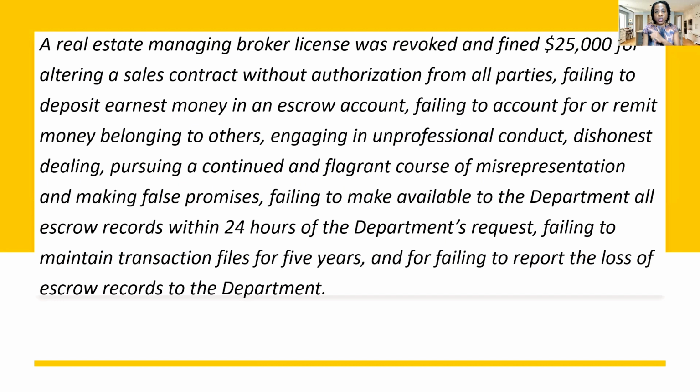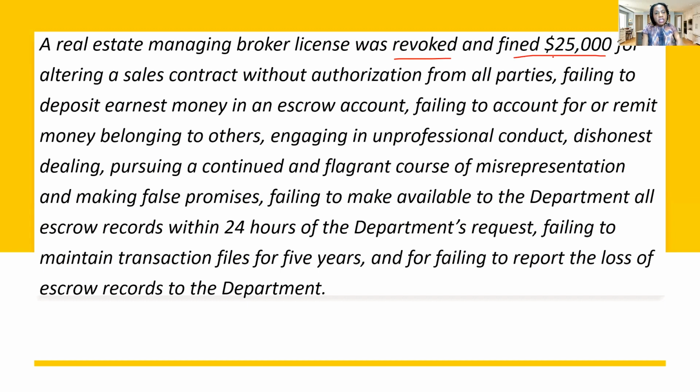If we go back to this original slide, right, you can see here that this license was revoked and the person was also fined $25,000. Revoking the license means the license is gone. This person is no longer licensed. This is not a suspension where you can come back later. This license is gone. And they were fined $25,000. $25,000 is the maximum fine that can be handed out for a violation of the Real Estate License Act.